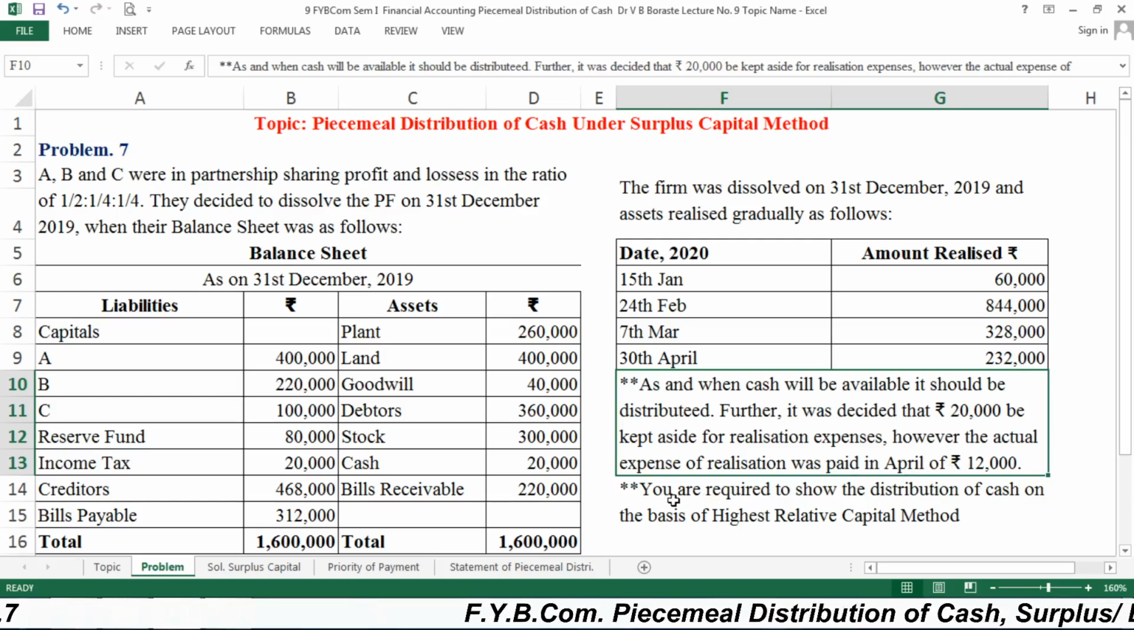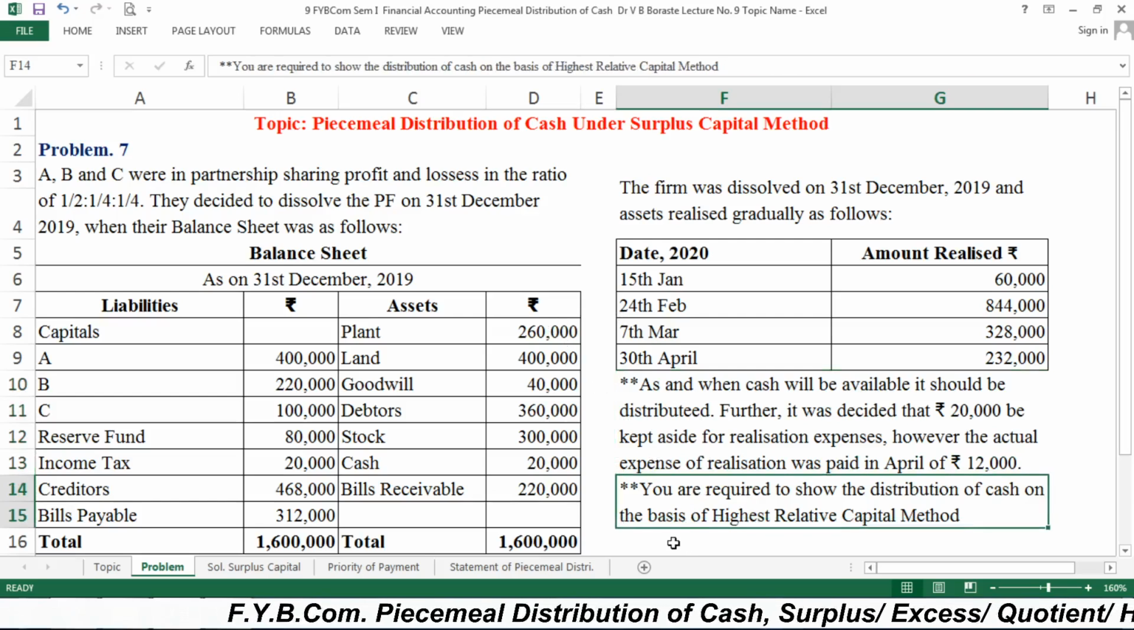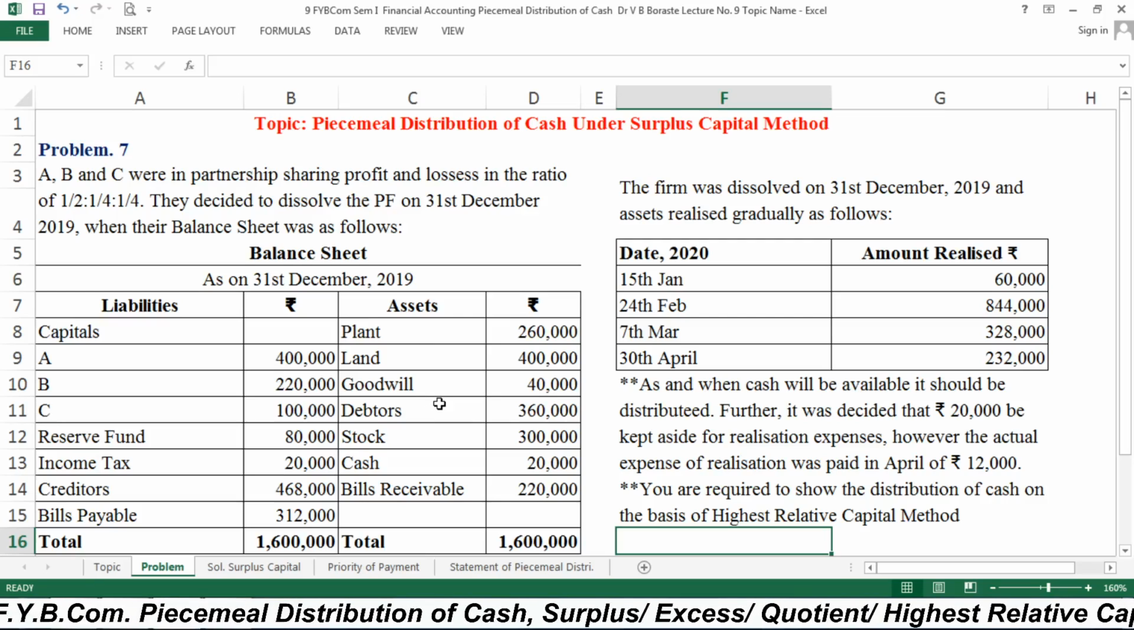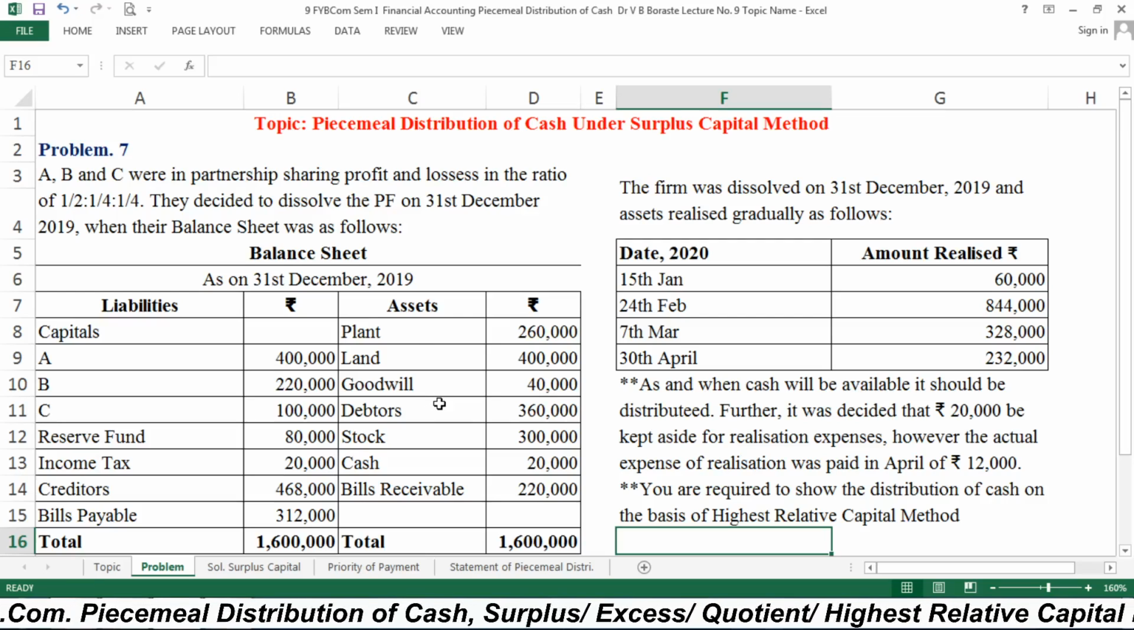So you are required to show the distribution of cash on the basis of the highest relative capital method. So this is the example. You can note down this example, or write it in your notebook, or take a screenshot of it, which will help you to solve the example. So let us start. This method is the surplus capital method.